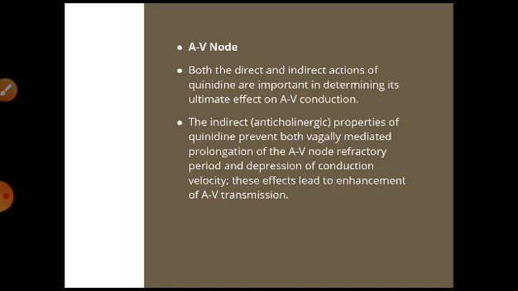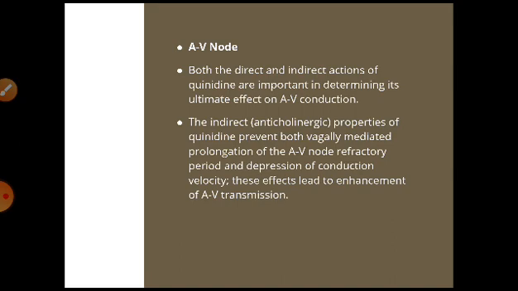vagus impulses. So the discharge of the vagal nerve gets controlled by this, right? So the vagally mediated prolongation of the AV node refractory period and depression of conduction velocity can be controlled. The depression of conduction velocity is also prevented. So these are a little different effects than what it normally does.